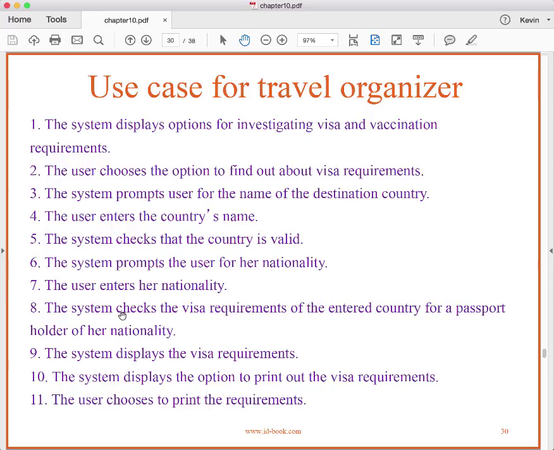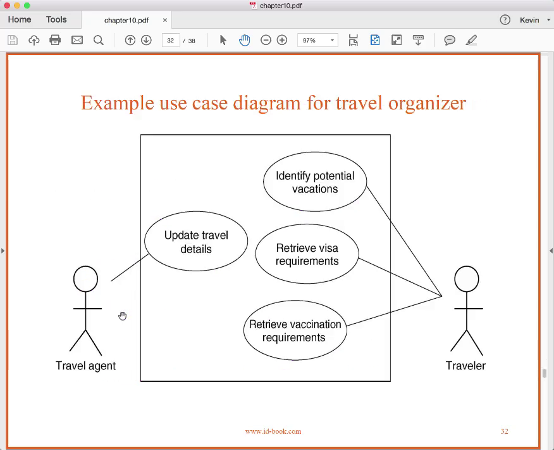Now, in a proper use case narrative, we typically capitalize the word System with a capital S, and it means our system. And instead of saying user, we usually have the actor name. So we would say travel agent, blah, blah, blah, traveler, blah, blah, blah. So it would be a travel agent, system, travel agent, system, traveler, system, traveler, system, travel agent, etc.